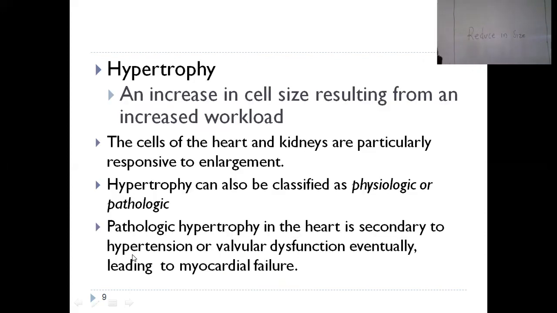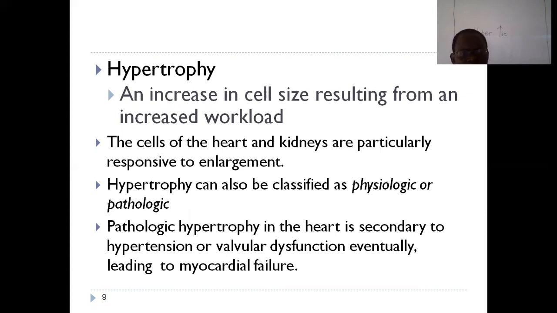Now the second one that you need to know about is what we refer to as hypertrophy. The word hyper basically means to increase, an increase in size. So what actually happens with hypertrophy is that there is an increase in cell size resulting from increased workload. Remember, we said atrophy is a result of decreased workload, decreased nervous stimulation, decreased hormonal stimulation, among others. With hypertrophy, it is an increase in cell size, and it results from an increased workload.